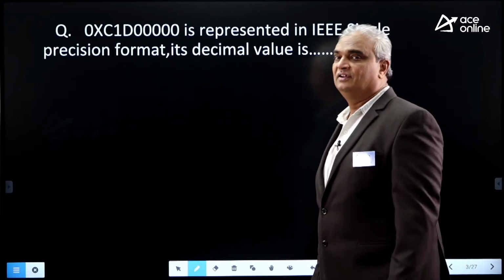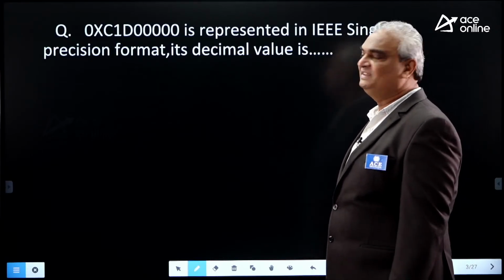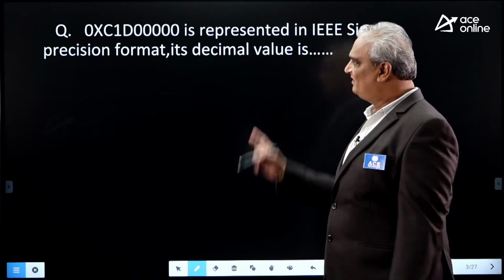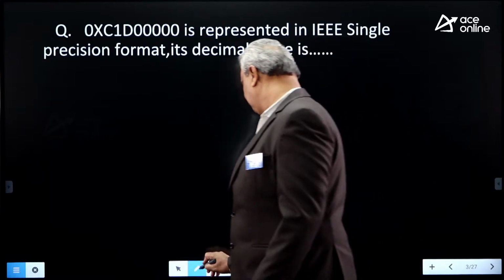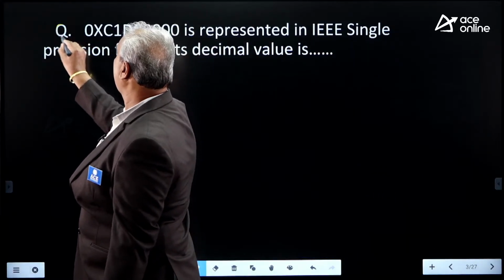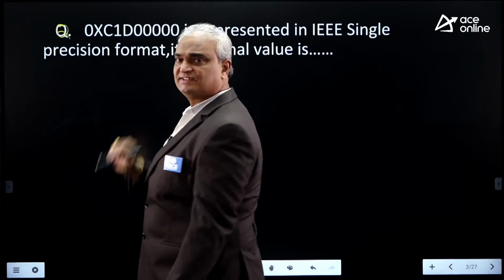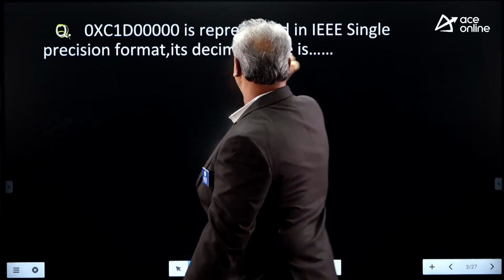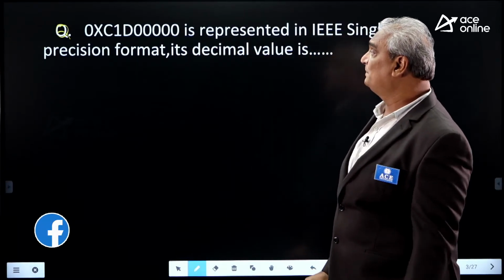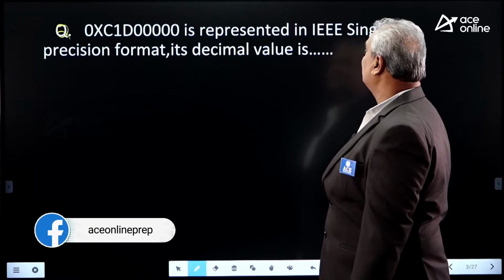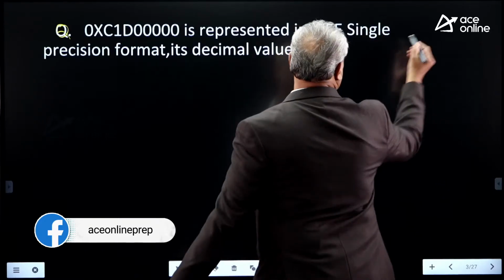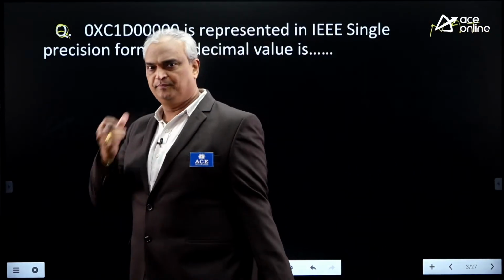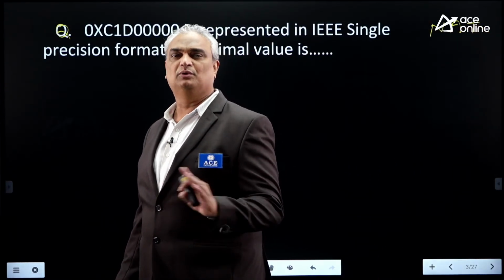First of all, check the question. For solving this type of question, which concept is needed to remember here? The question is: 0xC1D00000 is represented in IEEE single precision format. Its decimal value is dash. It is a NAT question, a numerical answer type question. For this, there is no negative marking.